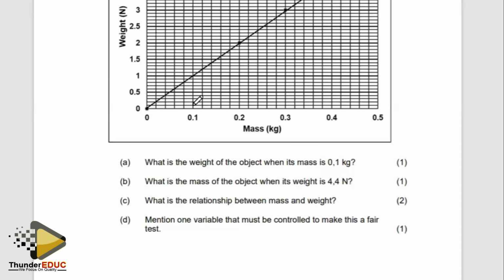You go on 0.1 there, then you go up, up, up, where the point is joining, you check there. What do we have? 1 newton. So you write 1 newton. Don't just write 1. You lose a mark for just writing 1, so you should write the unit. Use your ruler, and you have 1 newton there.